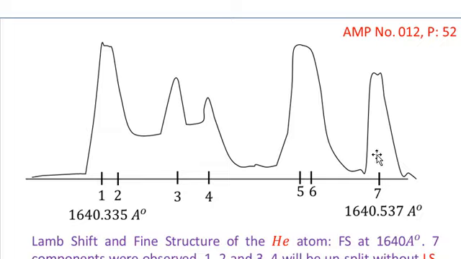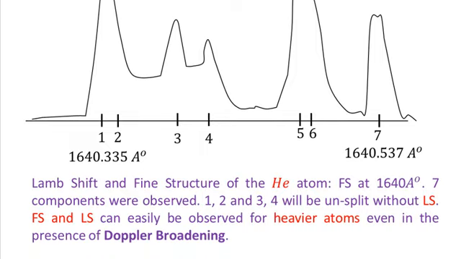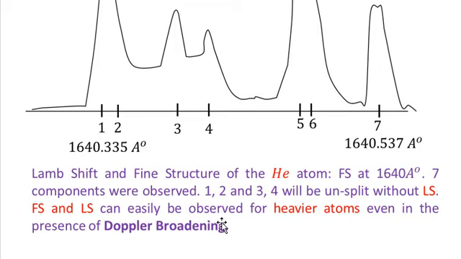So you see that this is again a setup, but here this is a setup for the lines from the helium atom. Let me first of all read the caption. Lamb shift and fine structure of the helium atom. Fine structure at 1640 angstrom. 7 components were observed.